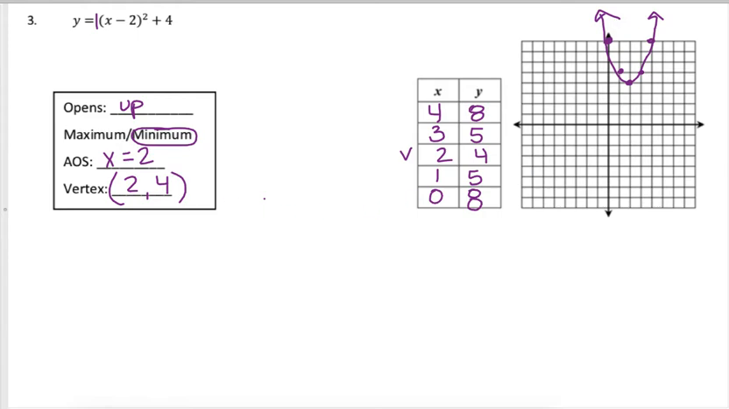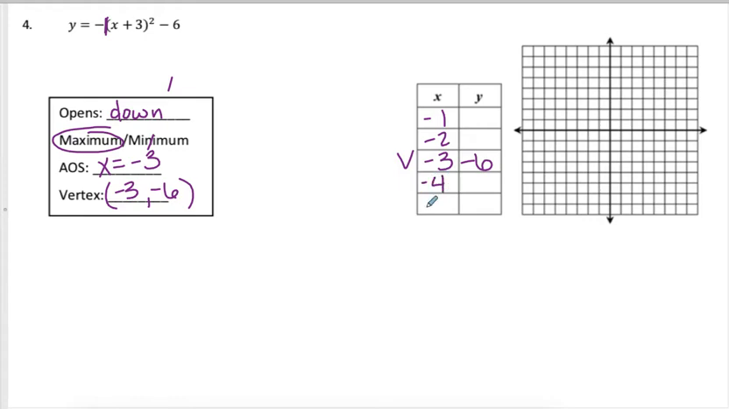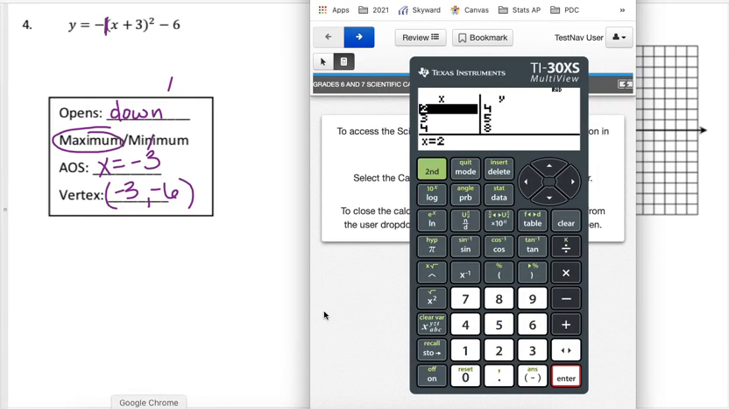All right, number 4. Again, these should speed up. I want them to be pretty quick and efficient here, especially using our calculator. So again, I have a negative, so I'm going to tell myself it opens down with a maximum. Inside lies to me. The axis of symmetry is positive here, so negative here as it's lying to me. -3, -6 gives me my vertex. No calculation needed when it's in vertex form. I'll count up, -2, -1, and down. And then I'm ready to go to my calculator.